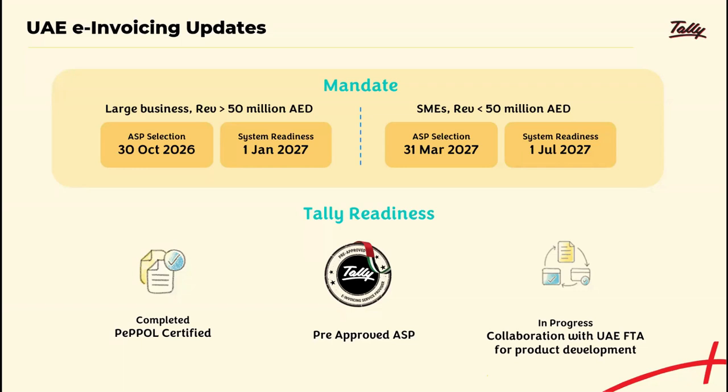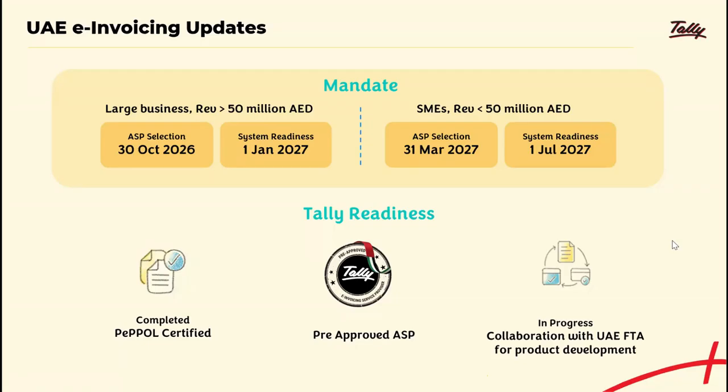Second, it should be pre-approved. You can see on the financial website of the FTA that this is a pre-approved ASP. Means all the documentation, submission, everything is done, and all the requirements are fulfilled for the FTA. Means Tally is ready to become an ASP. Third, which is required, is testing. Now product testing is going on for Tally. Once the product testing is over, you will be able to select Tally as an ASP and you can process it.